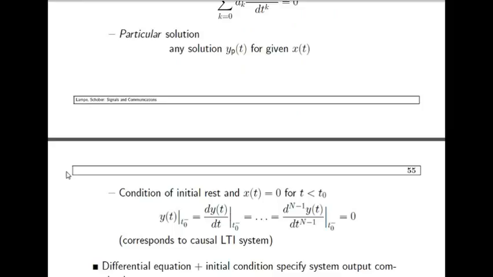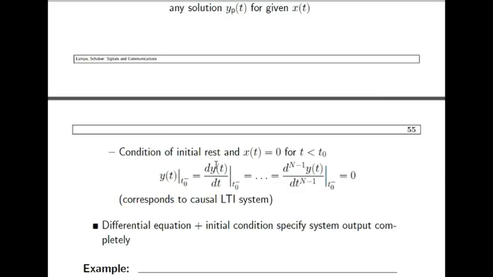For the initial condition, we check for x(t) equal to 0 for t less than t naught, such that y(t) for t less than t naught, dy/dt at t naught minus, d squared y/dt squared at t naught minus, and so on up to the (n minus 1)th derivative of y(t) at t naught minus, are all 0, because we are corresponding to a causal LTI system. For a causal LTI system this condition must follow.